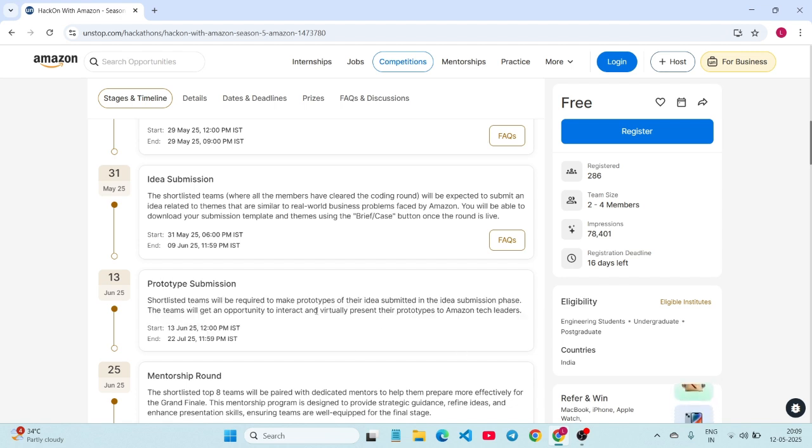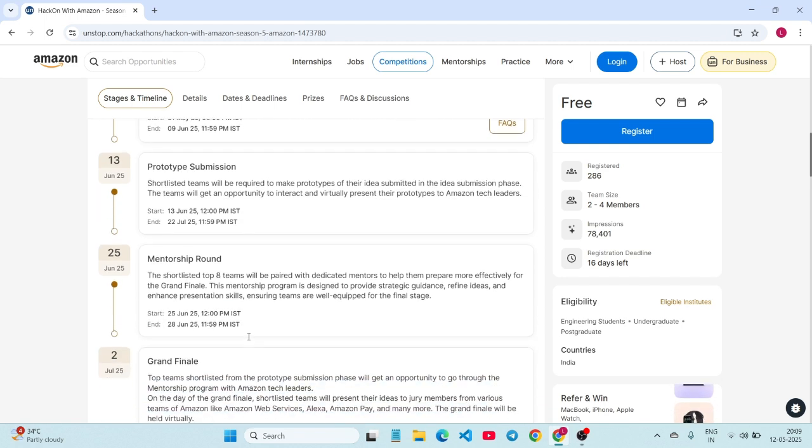And also you need to interact and virtually present those prototypes to the Amazon tech leaders. And this will be happening virtually, from the 13th of June to 22nd of July. Next, after this, whoever are shortlisted, the top 8 teams, they will be getting their dedicated mentorships from the top mentors. And also, they will help you to prepare more effectively for the grand finale.